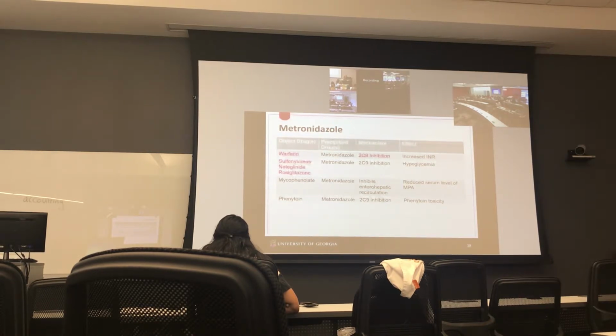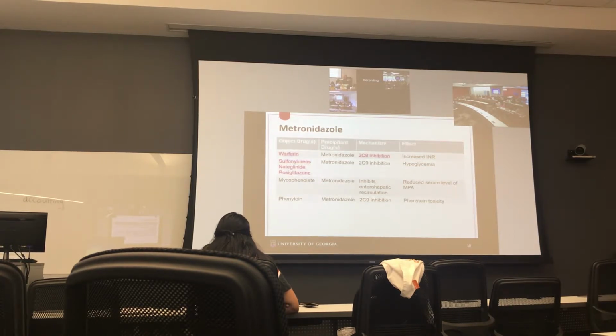We've also seen the interaction previously between metronidazole and mycophenolate. So this is again because of inhibiting the intrahepatic recirculation. So it prevents the conversion of an inactive mycophenolate metabolite back to the active mycophenolic acid. So we have a reduction in serum level and reduced efficacy of mycophenolate. And so with reduced efficacy of our immunosuppressants, that could lead to rejection in a transplant patient.